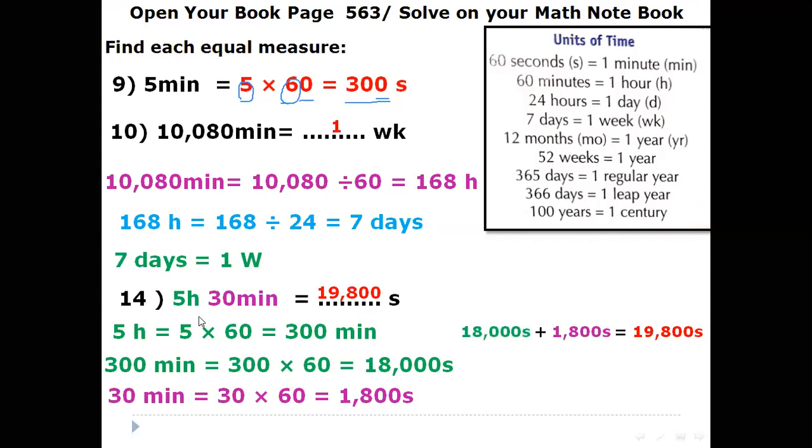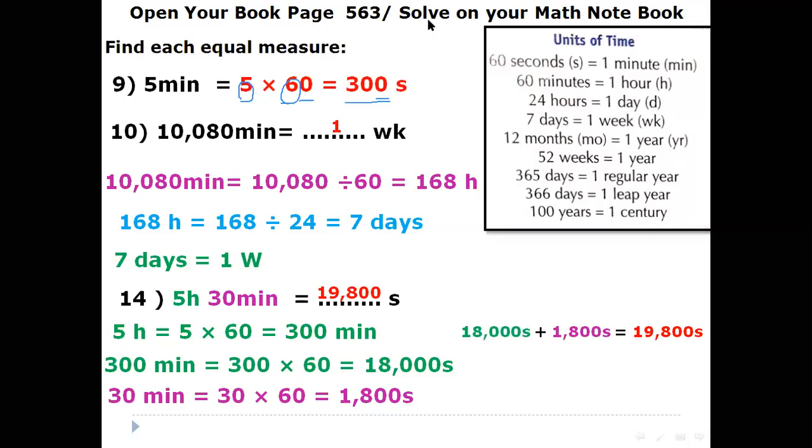Number 14, you had 5 hours and 30 minutes. We need to find this in seconds. So first, we need to know in the 5 hours, how many seconds are there? So first, we change the hours to minutes. In the 5 hours, you multiply by 60, so there are 300 minutes. In the 300 minutes, you multiply by 60 again.